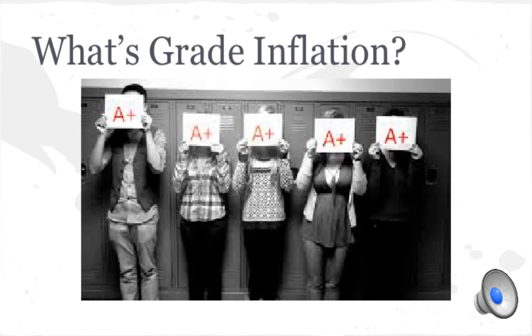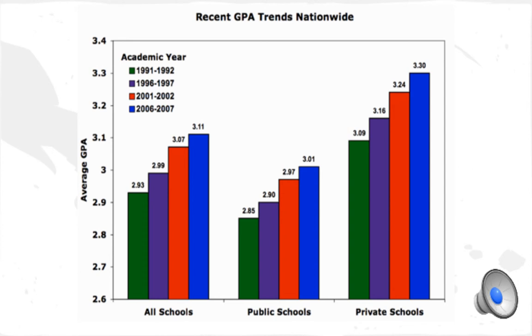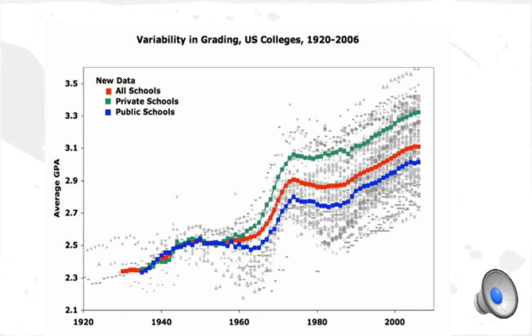Then, what is grade inflation? Grade inflation means a rise in the number of higher grades, like A and B, assigned to students in higher education. This bar chart demonstrates the average undergraduate GPA for U.S. colleges and universities from 1991 to 2006, and we can also see that different institutions have different levels of grade inflation.